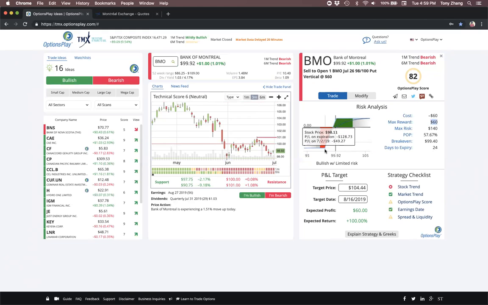And then my max risk is that the stock goes below $98. That's where I'm risking $140. So I'm risking $140 to try to make $60, but I have a relatively high probability of profit, about 57%.